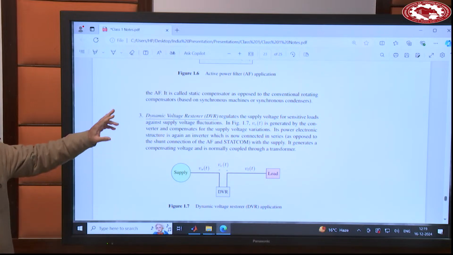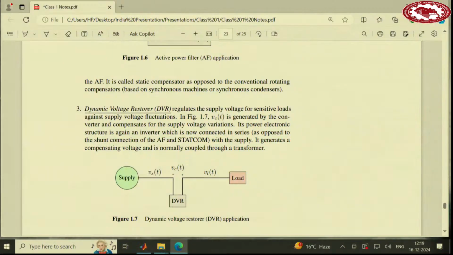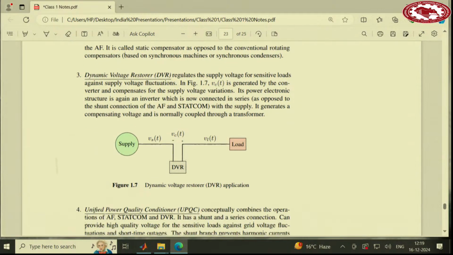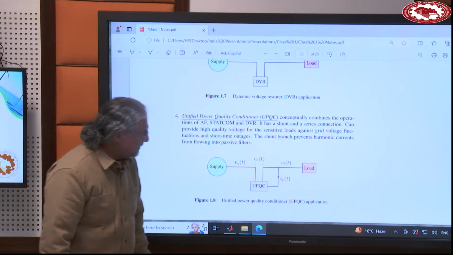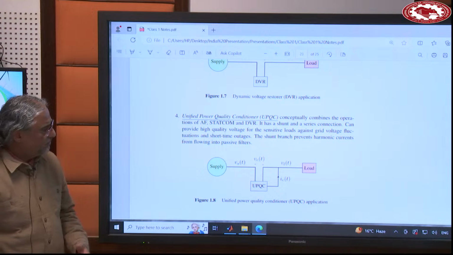So one of them you can say is series, the other one is parallel, you see, and now you can combine them together like this. So you have the unified power quality conditioner. If you combine them together, you can address a lot of problems on both sides in terms of harmonics, voltage quality, reactive power, and so on.